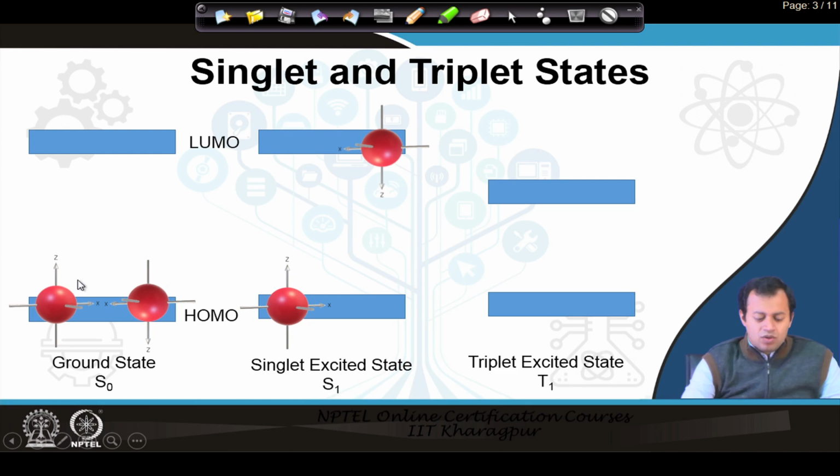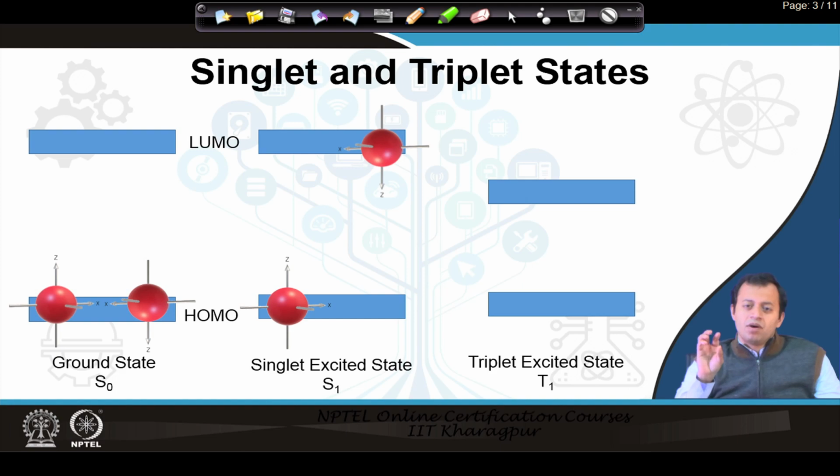The ground state is also anti-parallel, they are spin paired, but when an electron has moved from the HOMO to the LUMO level, the spins are opposite to one another. See, this is facing up, this is facing down. This is called a singlet excited state. It can immediately return back to its original position, giving some amount of photon out, and this is a very, very fast phenomenon.